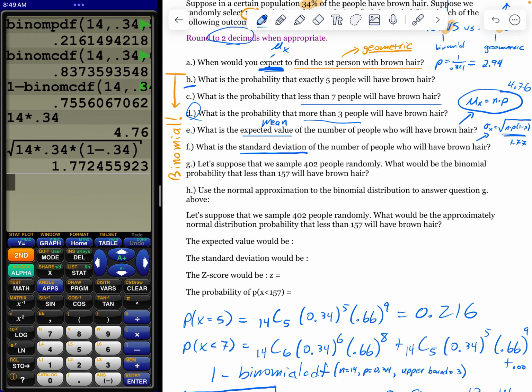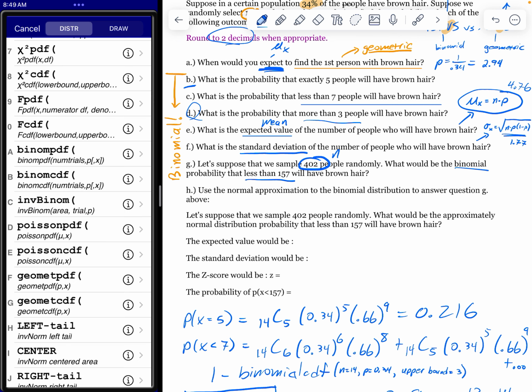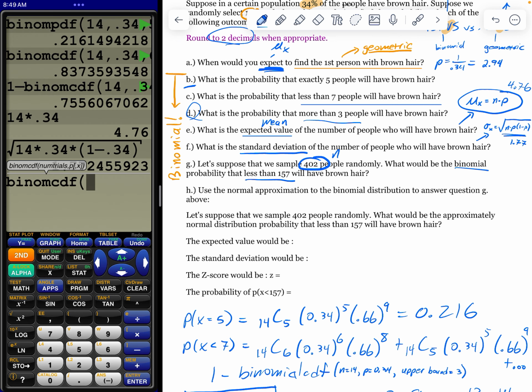G. All right, now G, it shifts gears. We change the sample size. We really increase it a lot. My new n is 402, and I want the binomial probability of less than 157. So I'm just going to use the binomial CDF button. My new sample size is 402. My probability of having brown hair doesn't change, right? The probability of people having brown hair is not dependent upon my sample size.